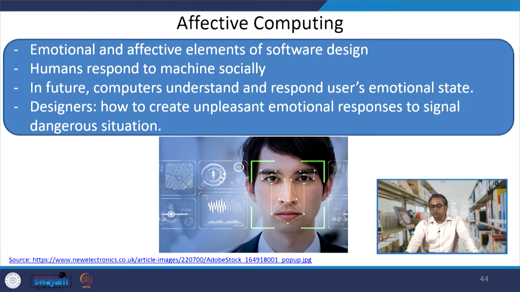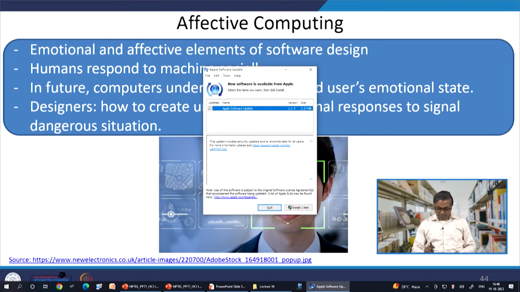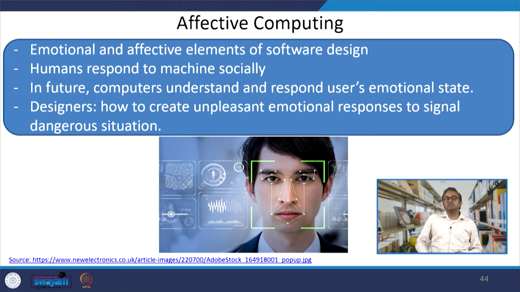Computers understand and respond to users' emotional state. The advancement in technology, the advancement in human computer interaction, has helped the computer system respond to the emotional state of the user. The computer can respond to you emotionally. And how is it possible? It is possible because of machine learning, and because of the high demand for human computer interaction in an effective manner.